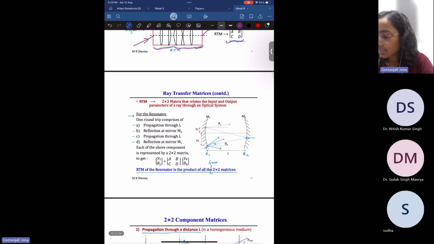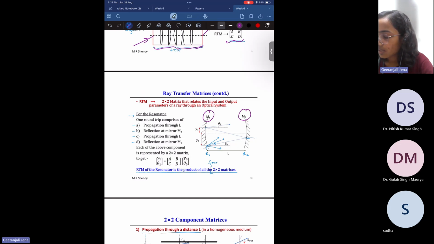So now let us see how we can find out what ABCD is. For that, we have to see how the ray path is during the propagation of light, or during the oscillation of light between these two mirror resonators. So for spherical mirror, we'll see the spherical mirror resonator first.